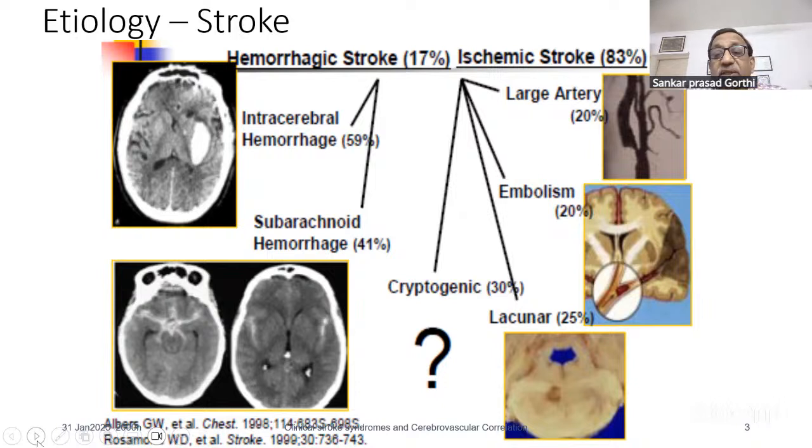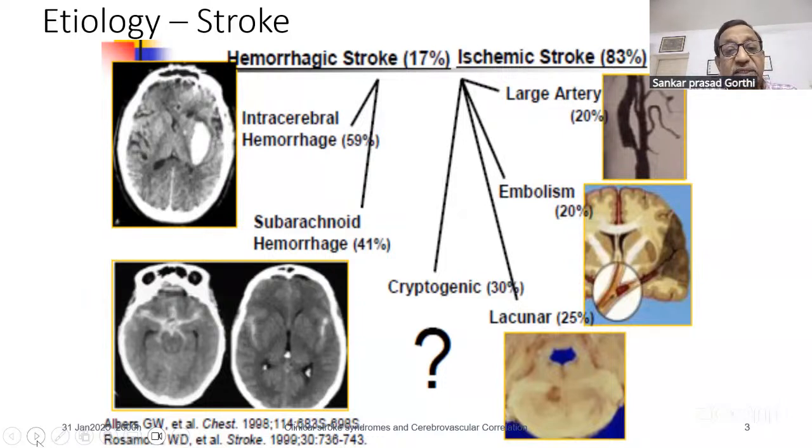Some involve the large arteries, which are about 20%. Some come from either the heart or a proximal large vessel to the distal vessel. These are called artery to artery embolism, 20%. And lacunar strokes are small vessel strokes. When you look at the blood supply, the large vessels branch into medium-sized vessels, and medium-sized vessels branch into small vessels. Each small vessel supplies a particular area. If that blood vessel gets blocked, then lacunar strokes occur, in 25%. Still, in about 30%, we will not know the exact pathophysiology.